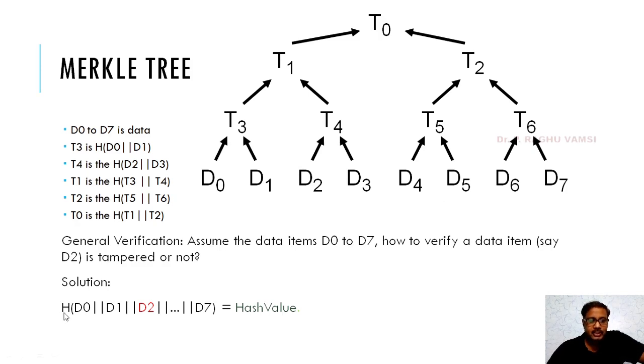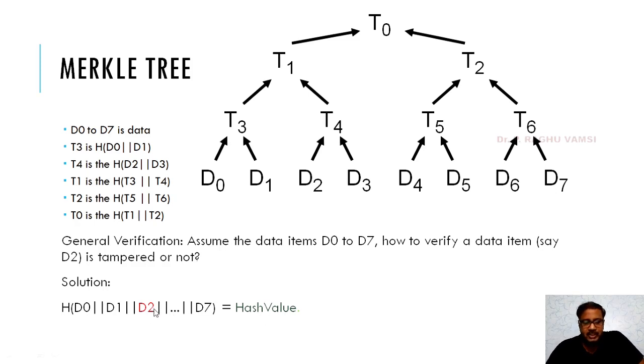So what we'll do here is the hash of D0 to D7. Then we'll get the hash value. This hash value will be given to the verifier, and we should also supply D0 to D7. Then only the verifier can verify whether the hash value you have supplied is correct or not. If D2 is tampered, what will happen? The verifier will not get this hash value whenever he performs the rehashing on this.